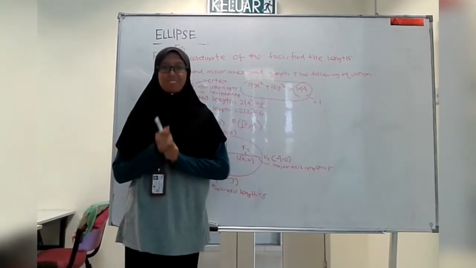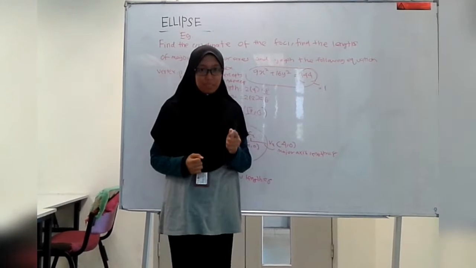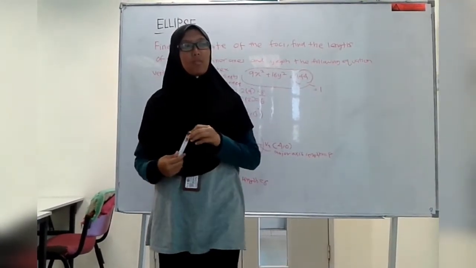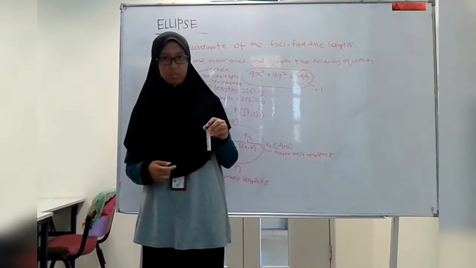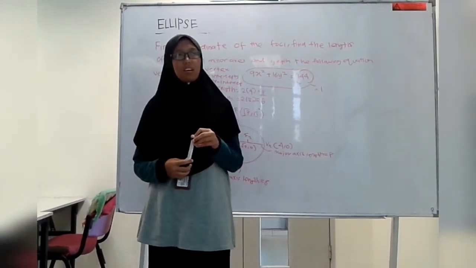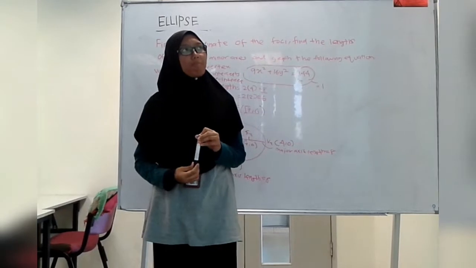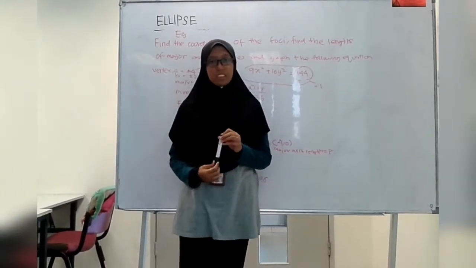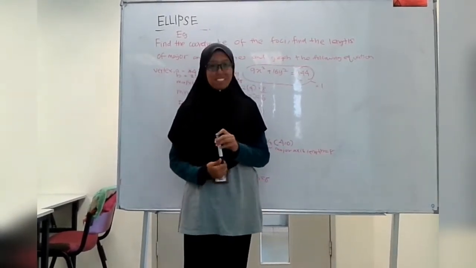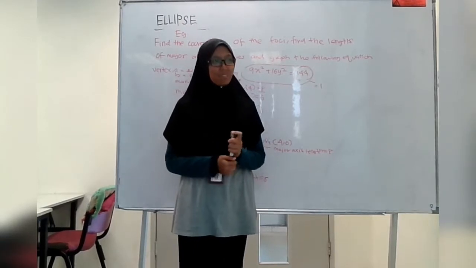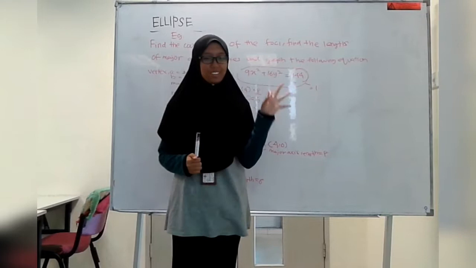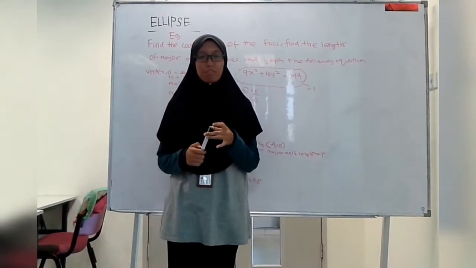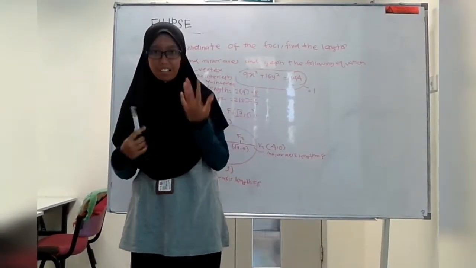Thank you. We know that the ellipse can be applied to our real life. For example, planetary motion, elliptical dome, and the last one, the spinning top. So these three are examples of the application of ellipse in our daily life.